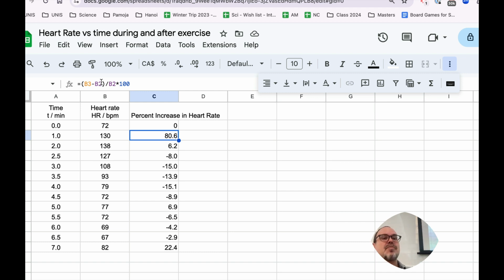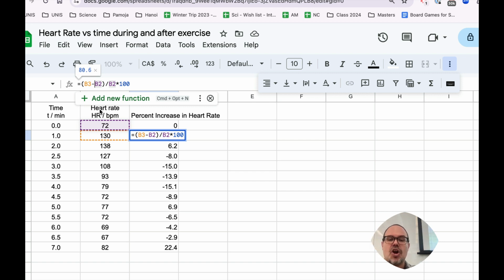So let me show you a special move that you don't know. I'm guessing you don't know. Who knows the $ sign, the locking function? Does anybody know this function? No. It's called an absolute cell reference.